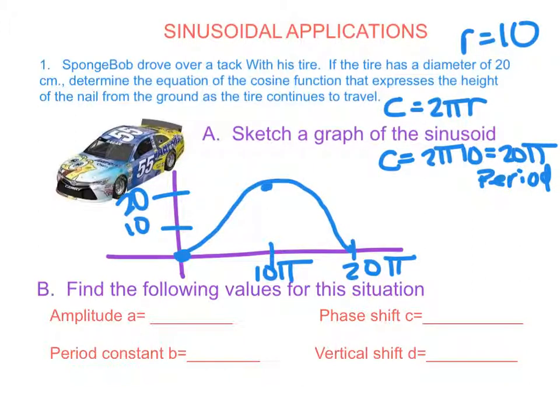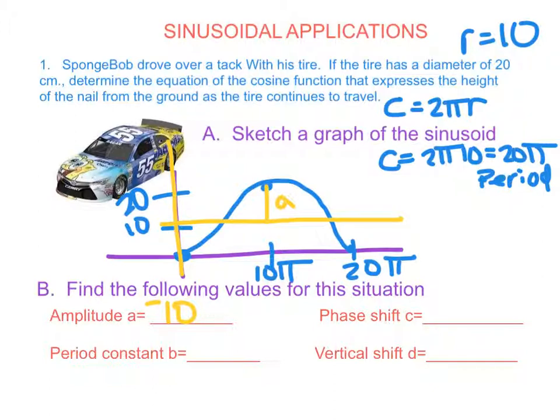If I'm going from the nail on the bottom, I go to the diameter of my tire, which is 20, back down at 20 pi. So it takes a period of 20 pi for the nail to return back to the ground. If I use my highlighter, here's the middle of my graph, here's the beginning of my graph. My amplitude is right here in the middle, that's 10, and because I'm upside down, it's negative.